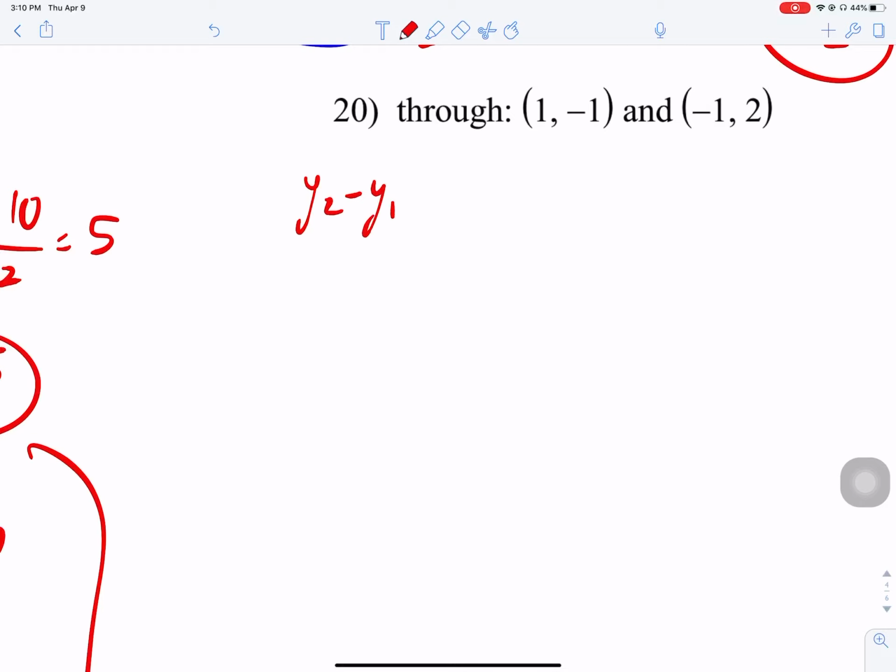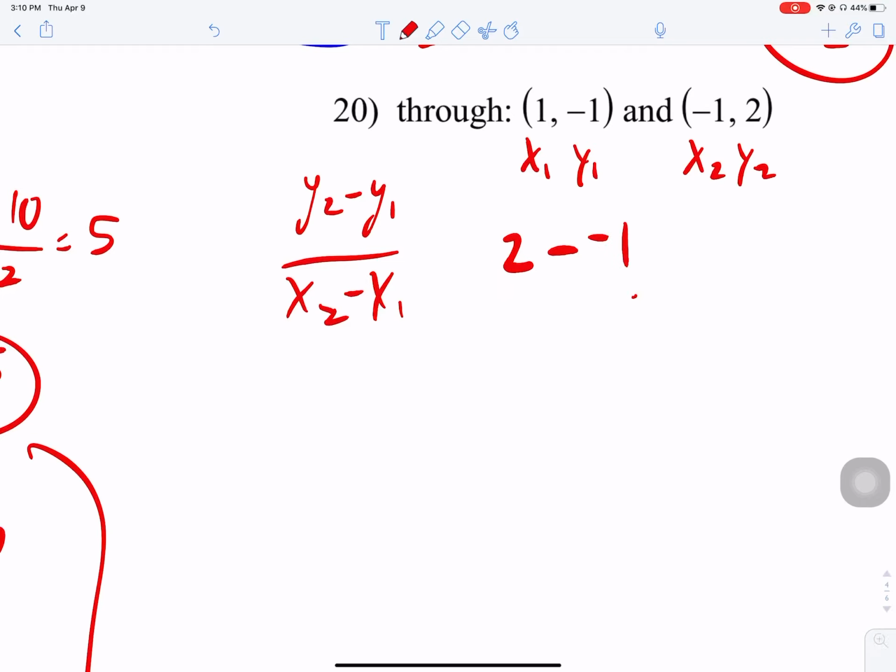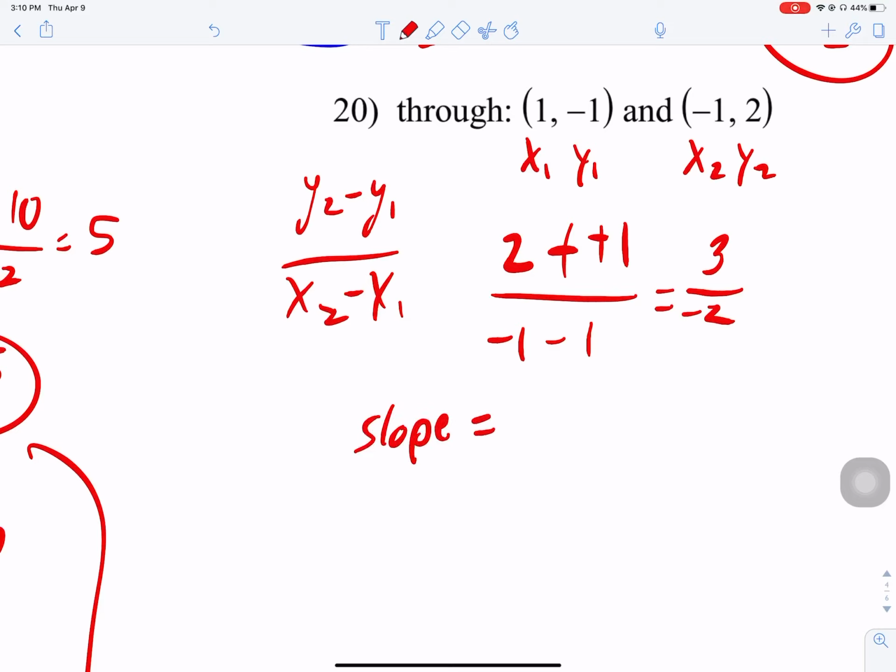Y2 minus Y1 over X2 minus X1, so X1, Y1, X2, Y2, and you're going to put 2 minus 1 over negative 1 minus 1, and you're going to get 3 over negative 2. So your slope is negative 2 over 3.